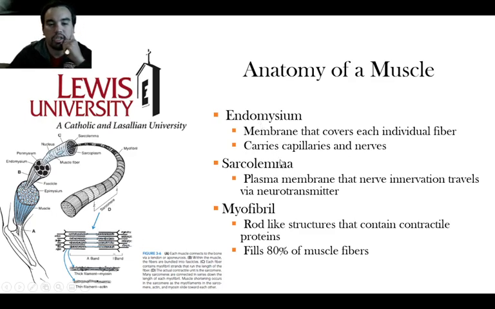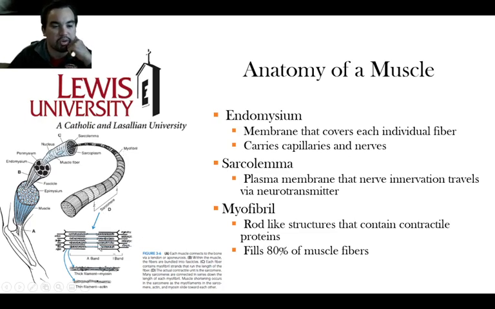Okay? So your sarcolemma is the plasma membrane that nerve innervation travels via neurotransmitter. We'll dive into that in just a minute, a little bit deeper. And then your myofibrils, which are rod-like structures that contain the contractile proteins of the muscle that allow it to actually contract. And that's what fills up about 80% of those actual muscle fibers. Okay, so you can see these myofibrils and these sarcomeres, they kind of alternate between each one. So you see how it's a little lighter, dark, light, dark, light, dark. So it's almost like an alternating chain of myofibrils and sarcomeres.